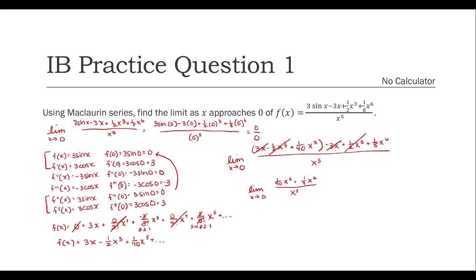So if we divide everything in the numerator by x to the fifth, this will turn into 1, and this will just turn into x. So this becomes the limit as x approaches 0 of 1 over 40 plus 1 over 8x, which equals, that'll go to 0, so this will just equal 1 over 40. So that would be our answer to this question.